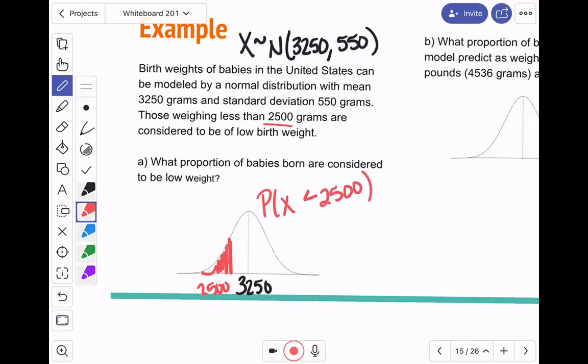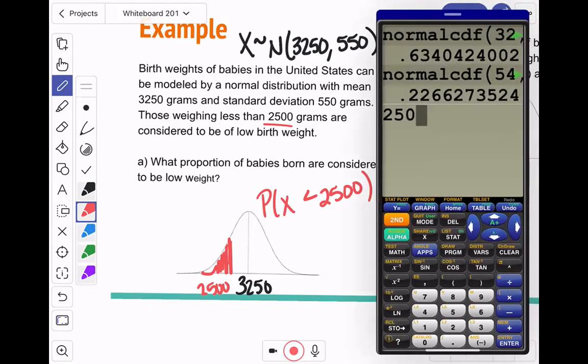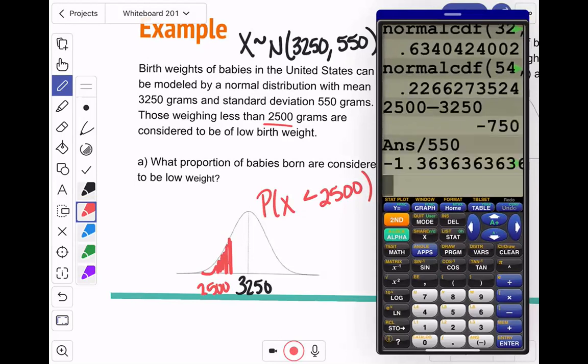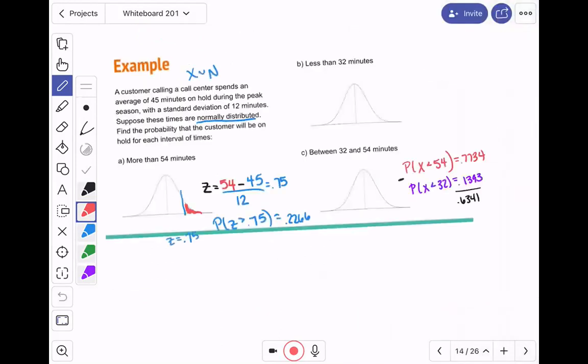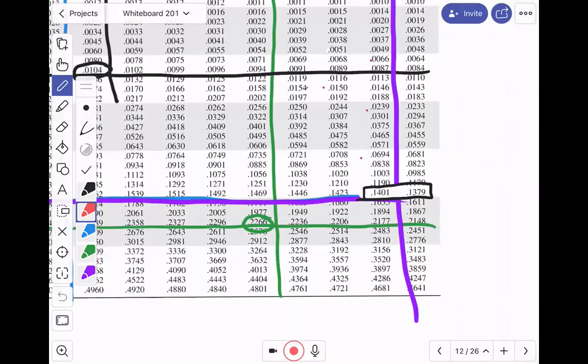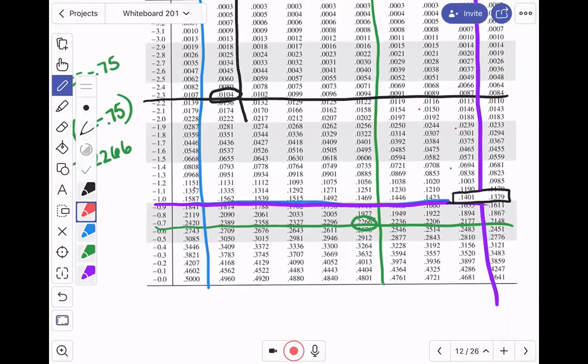You can find a z-score for this, which I'm sure some of y'all might have done. The z-score for this would be negative 1.36 something. So if you found that negative 1.36, you go to your chart. I get a value of 0.0869. Is that what y'all got? Yes. You could have done it like that.